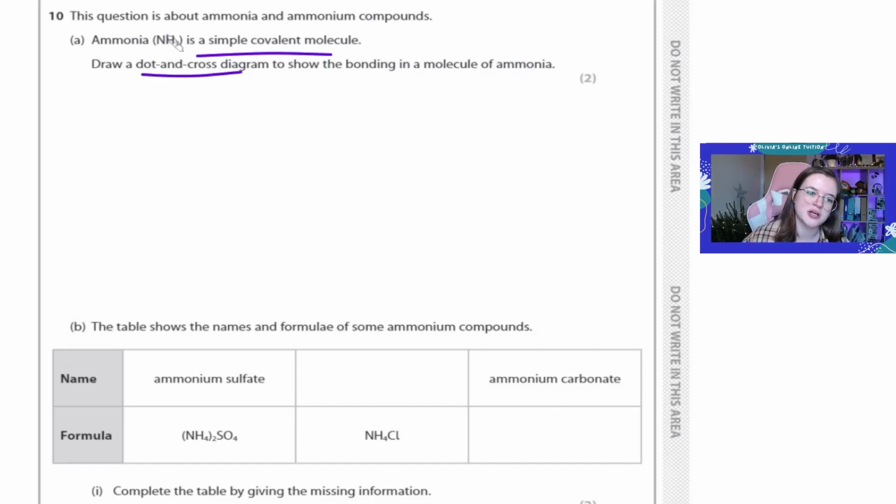So we know that nitrogen is in group 5. If we don't know, look at the table. So that's going to have 5 electrons in its outer shell. So let's draw that. So we've got nitrogen here.